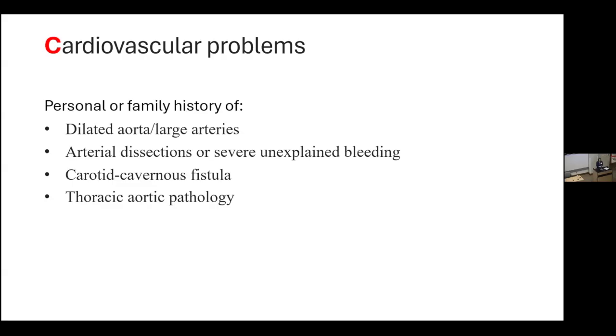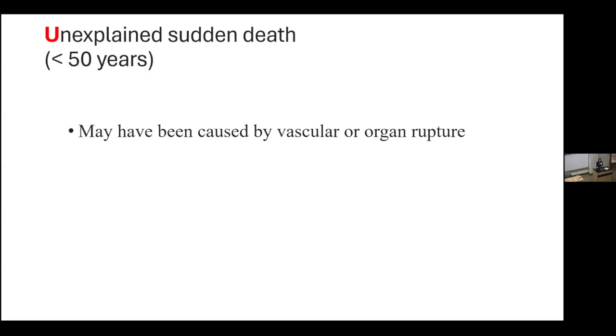The cardiovascular issues: dilated aorta, large arteries, arterial dissections or unexplained severe bleeding. The carotid cavernous fistula is common in the vascular type, as is any kind of thoracic aortic pathology. These all should be pointing us to genetic testing. If there's a family history of unexplained sudden death at age less than 50 years, we have to think it could have been caused by a vascular problem or organ rupture. So that points us towards testing.